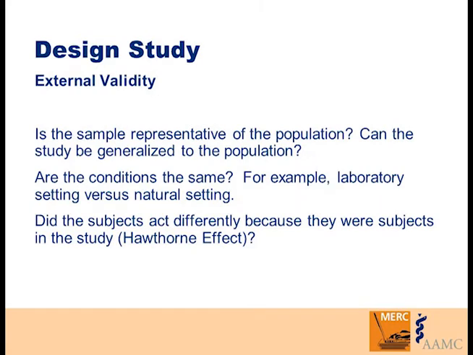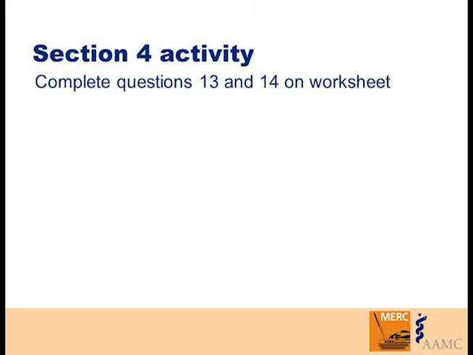External validity has to do with answering questions about generalizability of the findings. We start by asking, is the sample representative of the population? Can the study results and conclusions be generalized to the population? It's also important to ask if the subjects acted differently because they were subjects in the study. This is called the Hawthorne effect. Again, the references at the end of this presentation are useful for learning more about design in general and threats to internal and external validity specifically.